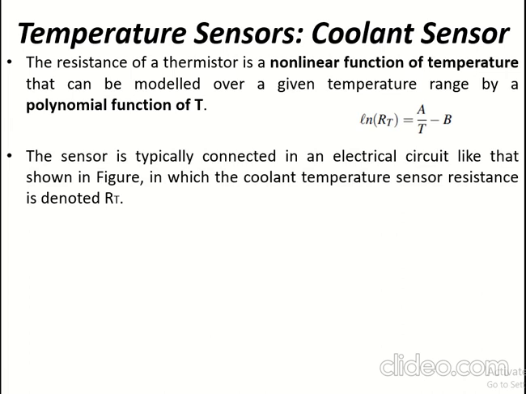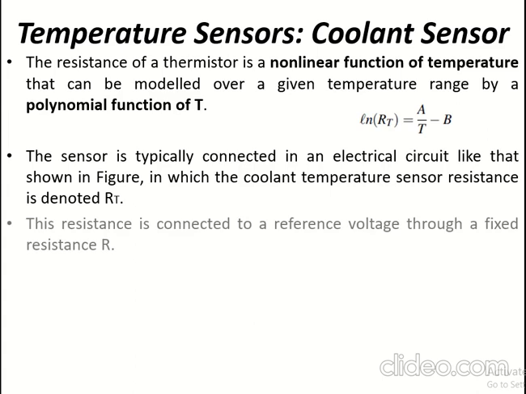The sensor is typically connected in an electrical circuit like that shown in the figure, in which the coolant temperature sensor resistance is denoted by RT. So we are considering the reference value of the material which we are using for the temperature sensor, its resistance is RT. This value is a reference, and when we use it as a temperature sensor, whenever the temperature changes, we keep a record of how much the temperature is changing in reference to this particular value RT.